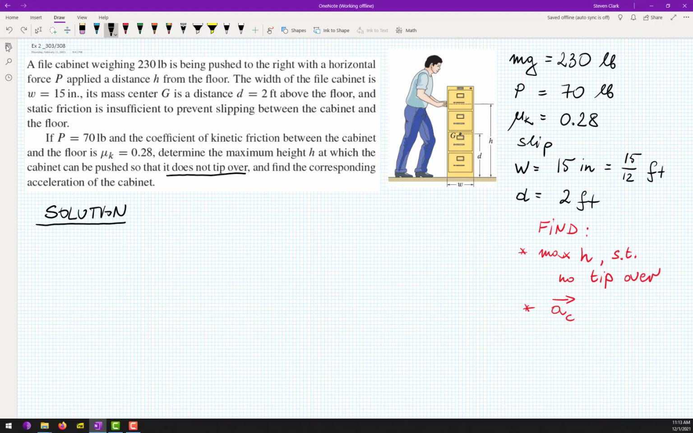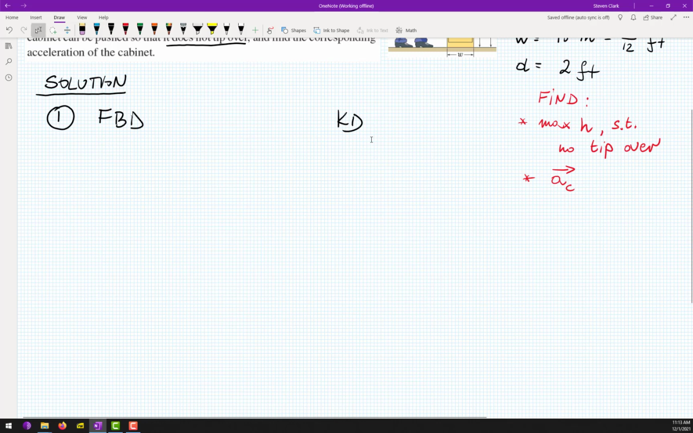So to solve that problem, we will follow the recipe I gave you a couple of weeks ago, yes? So this is kinetics of rigid bodies. So I'm not sure if you remember the recipe, but the first part of it was FBD and KD. So in here, I will just model that cabinet as a rectangle with center of mass located here. Okay, and I'm going to copy it to our KD.